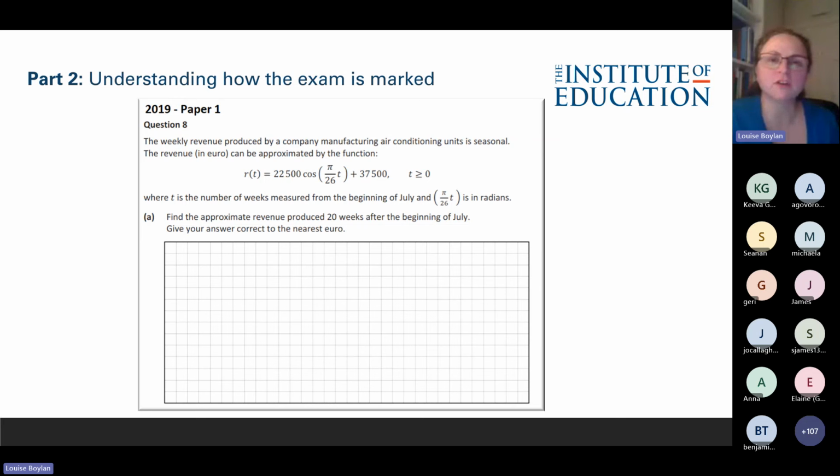And you'll often see questions that look like this, particularly in the functions section. And what's really important is that, first of all, you don't panic, right? Don't panic in your maths anyway. It's not going to help you. Try to just be calm. We don't want any panic in the maths exam.